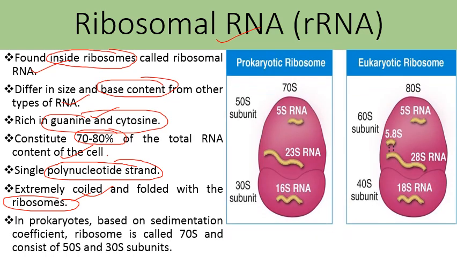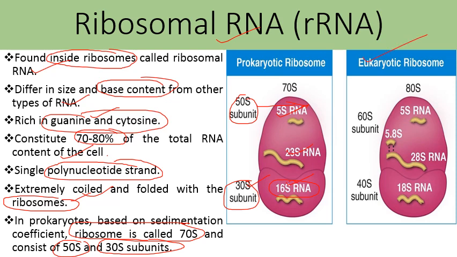In prokaryotes, based on sedimentation coefficient, ribosome is called 70S and consists of 50S subunit and 30S subunit. So 50S subunit is the larger subunit and 30S subunit is the smaller subunit. It further consists of different types of rRNAs, like we have 5S RNA and 23S RNA, which form the larger subunit of prokaryotic ribosome, and then we have the smaller subunit which contains 16S RNA. Here S stands for sedimentation coefficient.